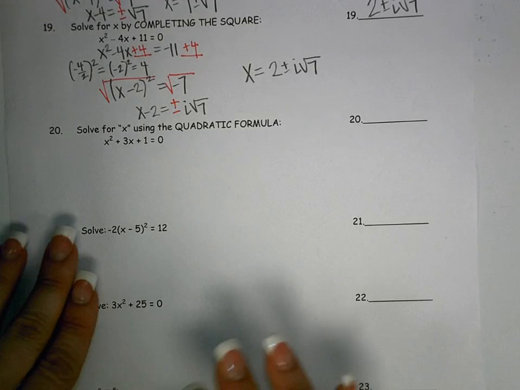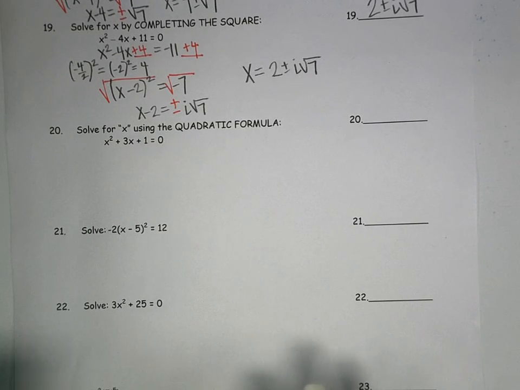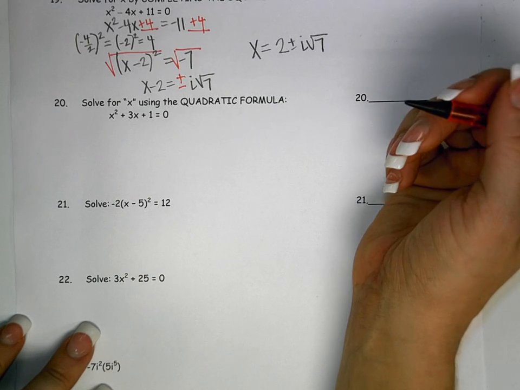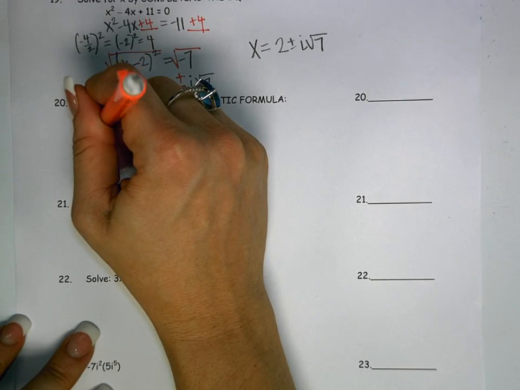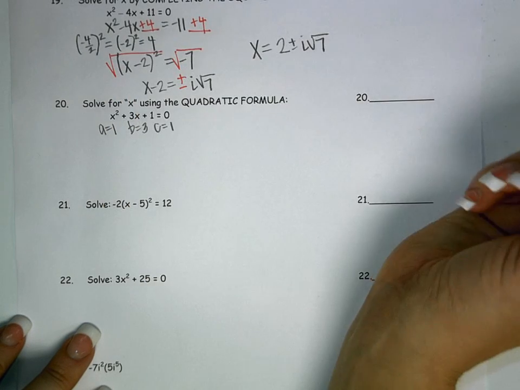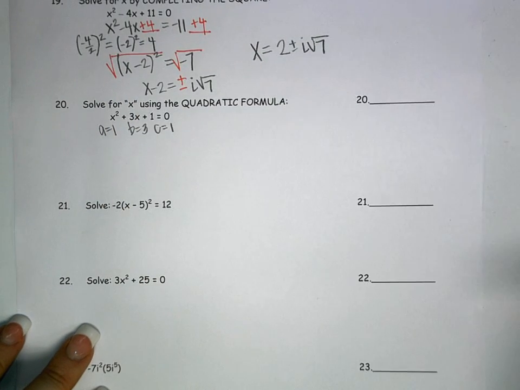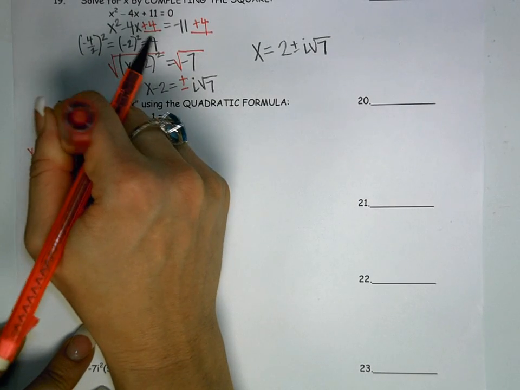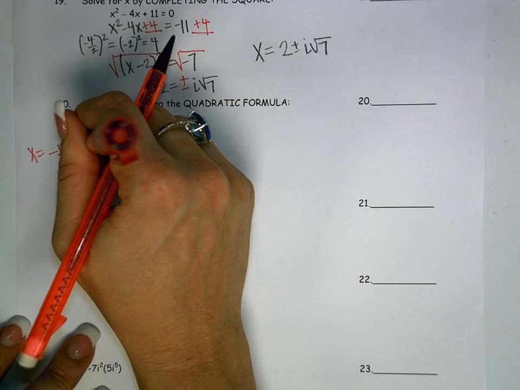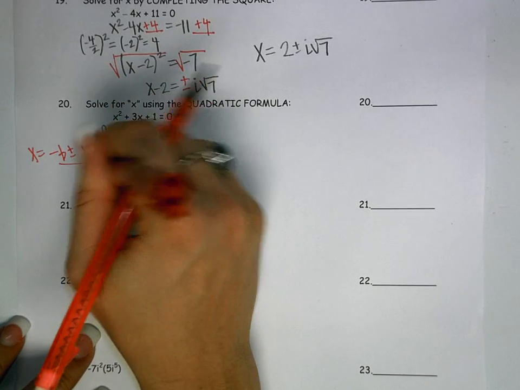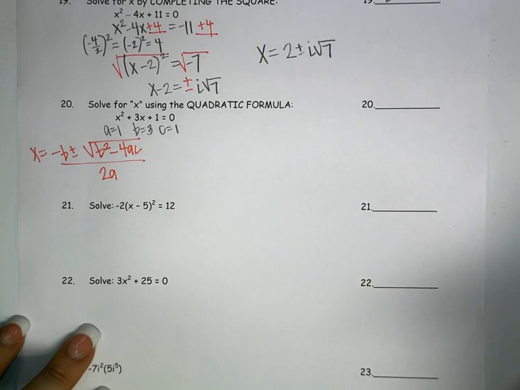Now, for number 20, it specifically says use the quadratic formula. So you have to use the quadratic formula. It has to be equal to 0 before you can do that. So if you label your ABCs, a is 1, b is 3, c is 1. If you need to, actually write out the quadratic formula. Remember, it's x equals negative b plus or minus radical b squared minus 4ac over 2a. Sing the song if you have to.